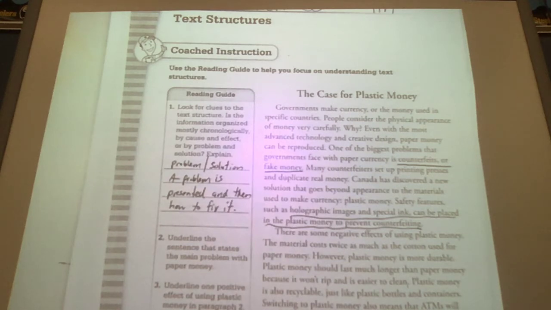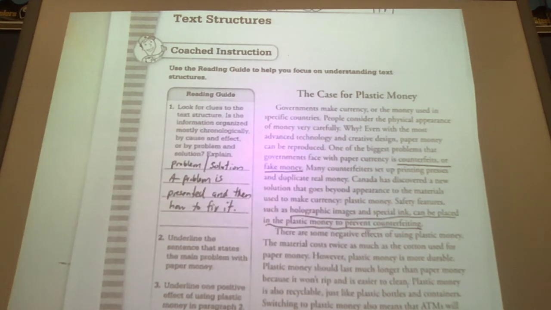And there is a text here that's titled "The Case for Plastic Money." And I'm going to read that to you in a couple minutes, and then we're going to look at the questions on the left-hand side. One of the things that I want to focus on is, okay, what is the text structure like? So let's do this. Before I even read, let's look at the very first question.